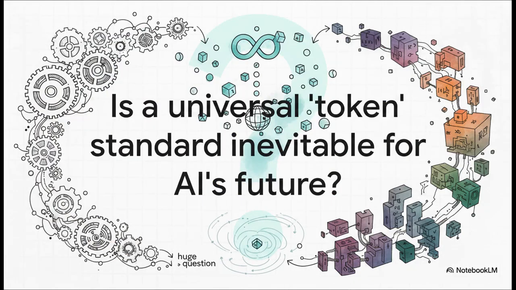And that leaves us with a really interesting question for the future. As all these different AI models start to work together more and become more interoperable, do you think we'll eventually see some kind of universal token standard emerge? Or is this complex, fragmented world of different AI dictionaries just the new normal for all of us building in this space? It's a huge question, and the answer is going to shape how we all build with AI for years to come.